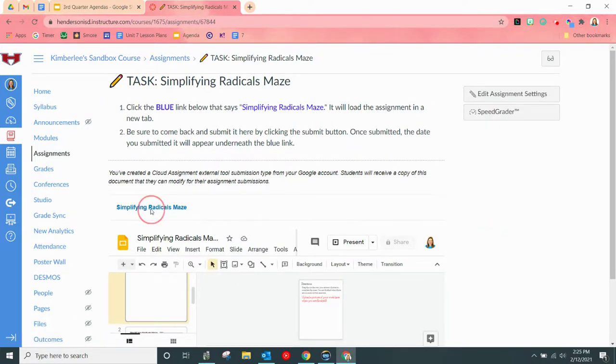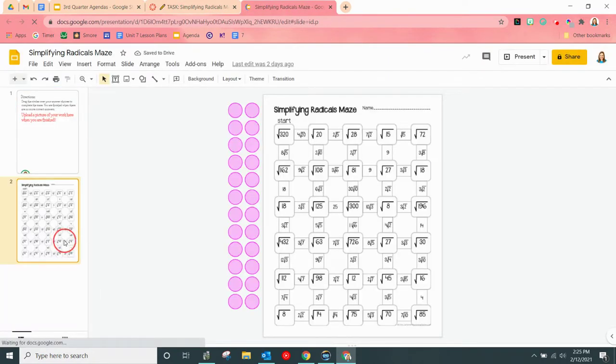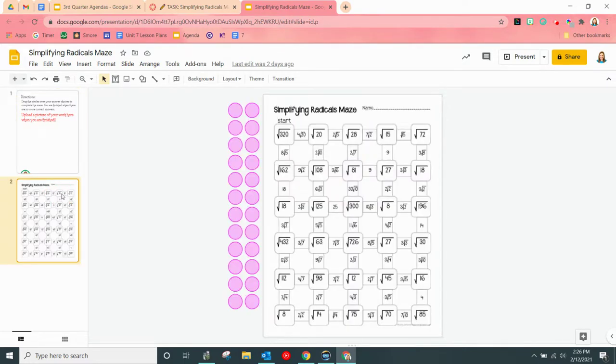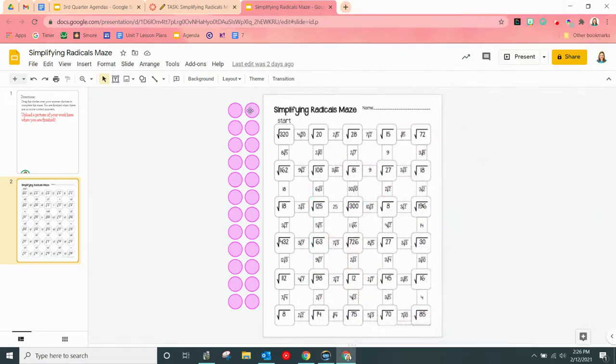So you remember, click this little blue link. Okay, so here's your maze. And here you're going to drag these over your answer choices. Now you need to get a piece of paper and put a picture of your work here so I can give you credit for the assignment. But now notice, the first one says start here, simplify square root of 320. So if you notice, I just did this one in the notes with you. We said square root of 320 simplifies to be 8 square root 5. So you would drag this and put it over this one.